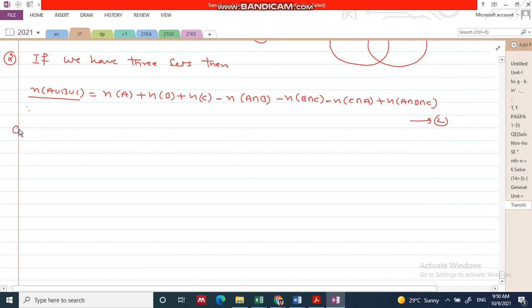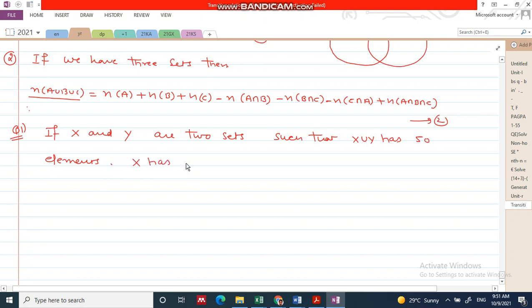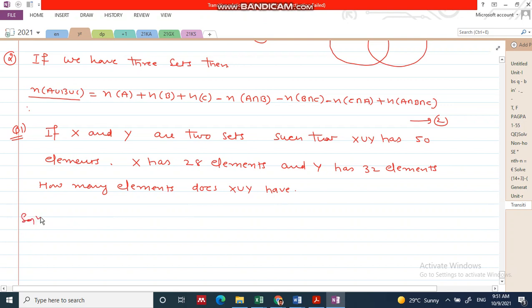So the very first question is that if x and y are two sets, okay, such that x union y has 50 elements, x has 28 elements and y has 32 elements, okay, how many elements does x intersection y have? Okay, so solution. This is very easy question.